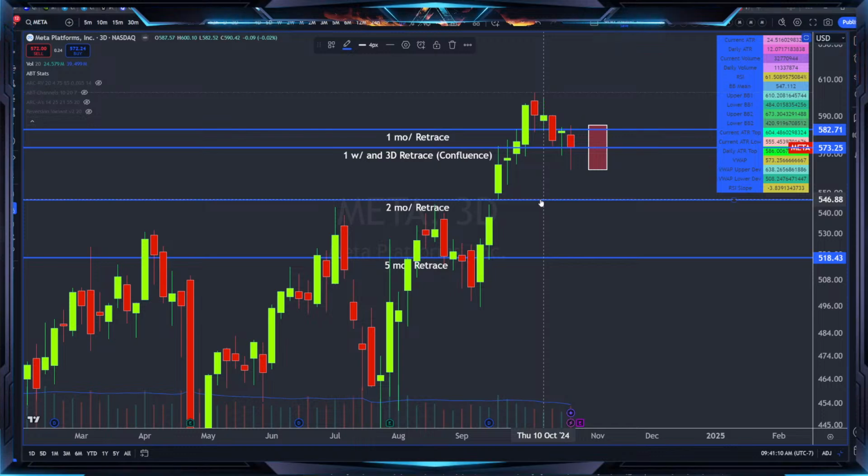As always, traders look for confluence. We look for the rhyming targets. 1 week and 3-day confluence. Okay, now we know also that we had the daily closure.